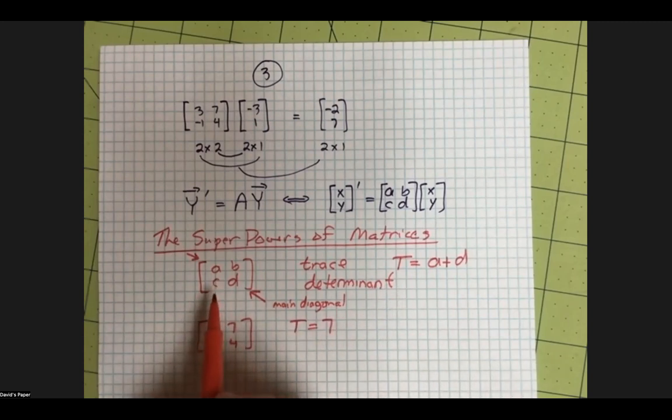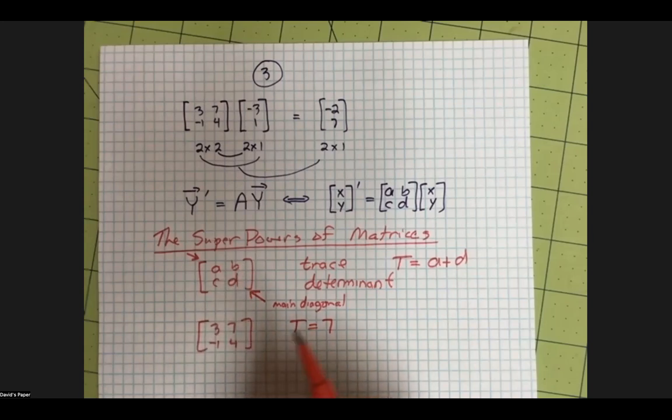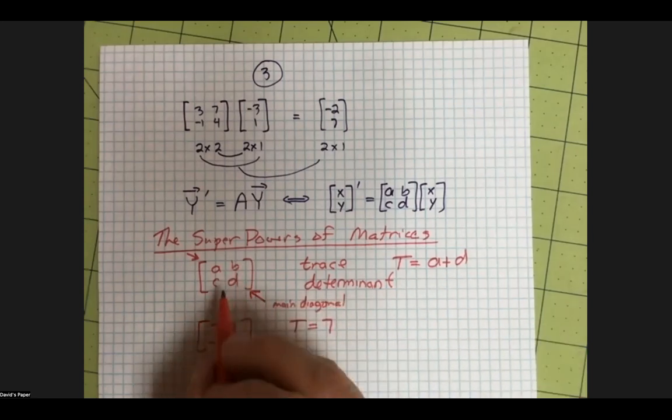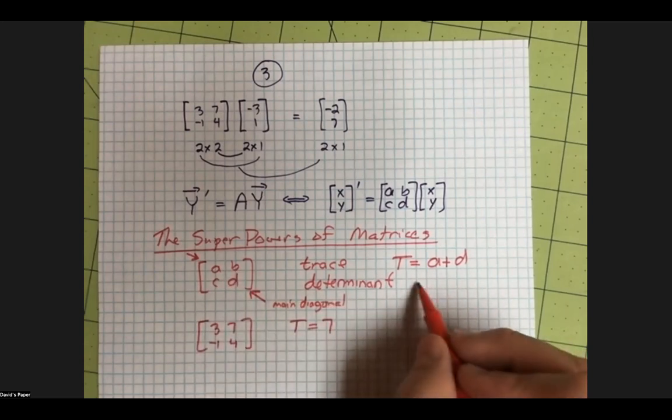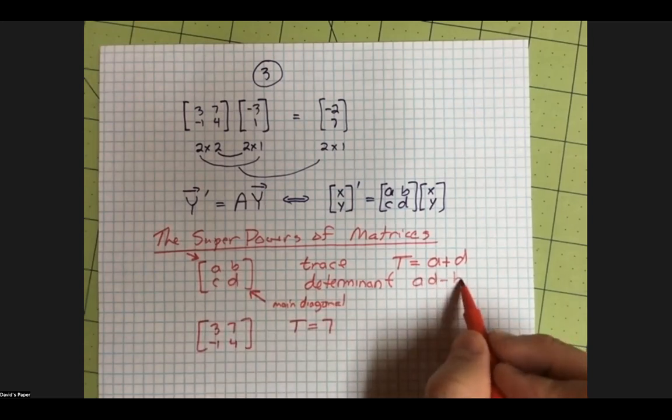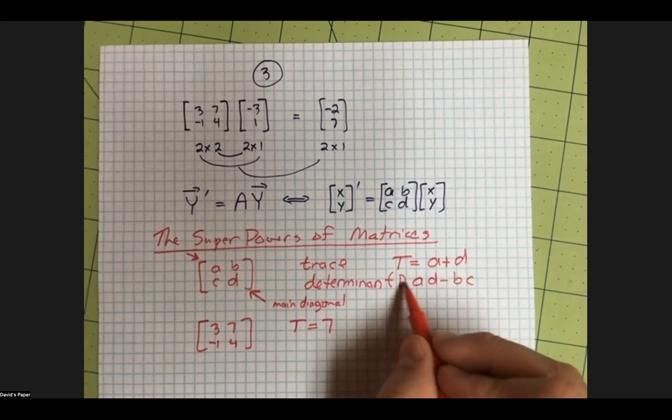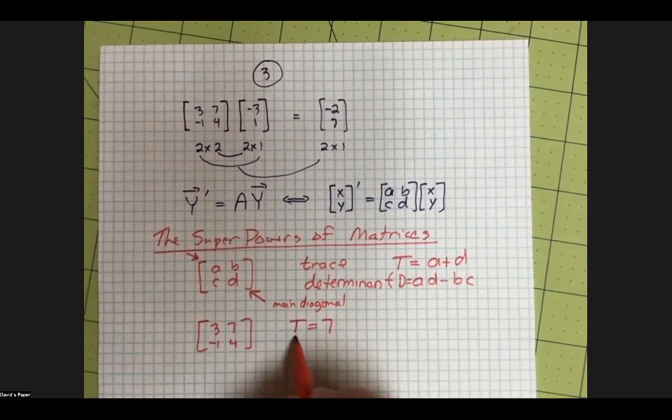Determinant, you did use in Calc 3. It's the product of the main diagonal minus the product of the off diagonal. You use this in cross products in Calculus 3. So the determinant of A, B, C, D is AD minus BC. And people often use capital D for that. And this is 12 minus negative 7, which is 19.